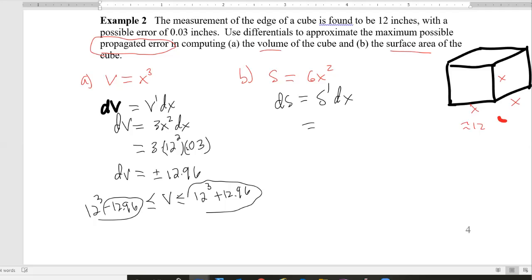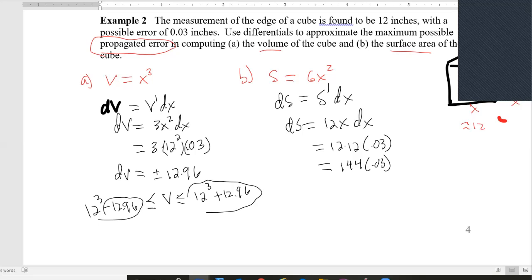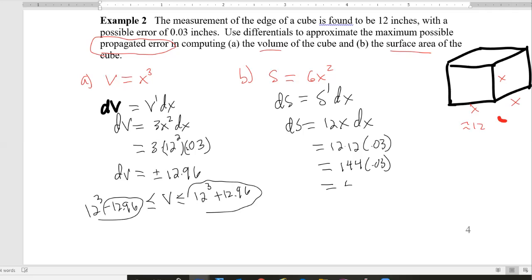Okay, surface area, dS is S prime dx. So that would be 12x dx. So we'll have a 12 times a 12 times a 0.03, which is 4.32. And remember, that's going to be plus or minus.